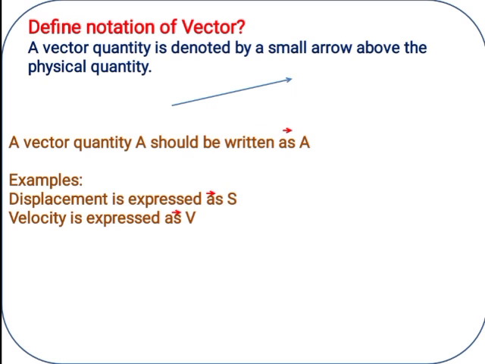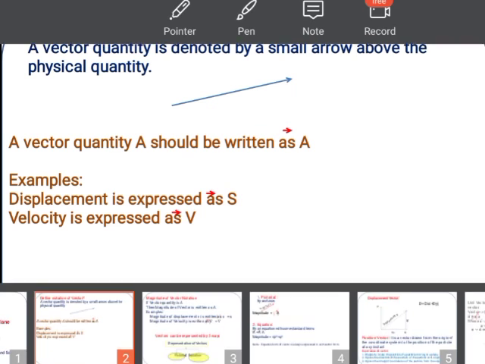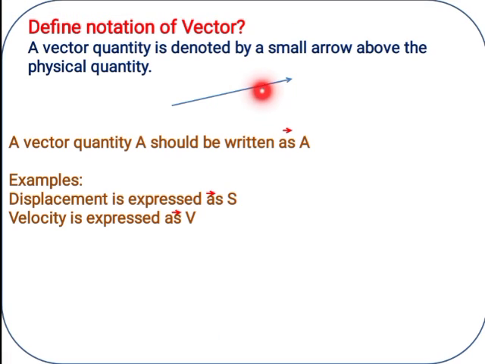How do we represent a vector? By using this type of arrow. So this is the notation for the vector. A vector quantity is denoted by a small arrow above the physical quantity. Suppose we are writing a velocity in vector form, then we have to show this arrow on top of the physical quantity.